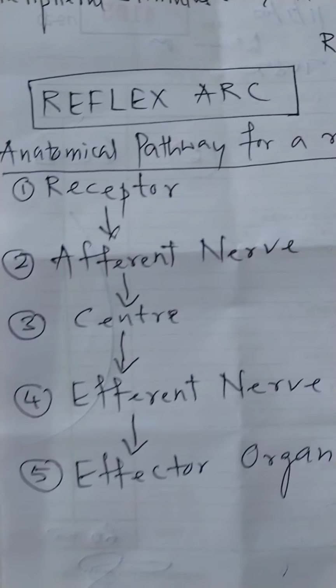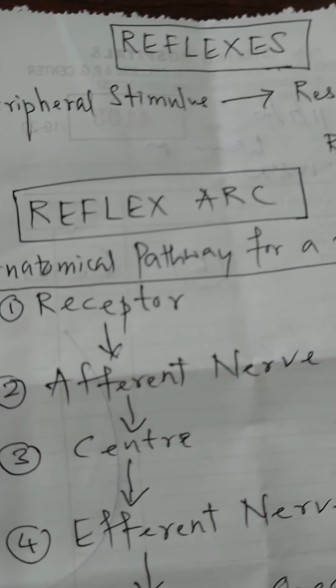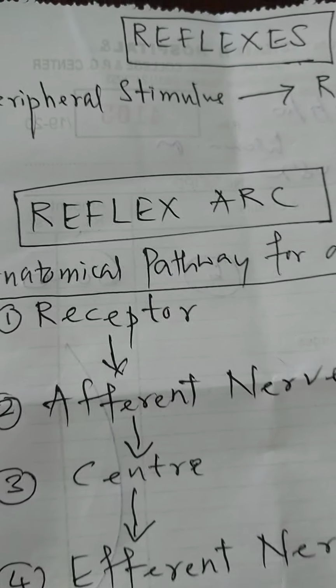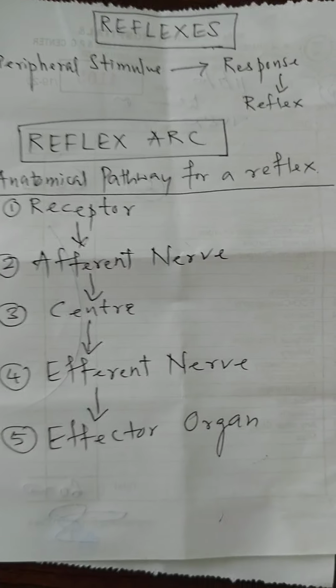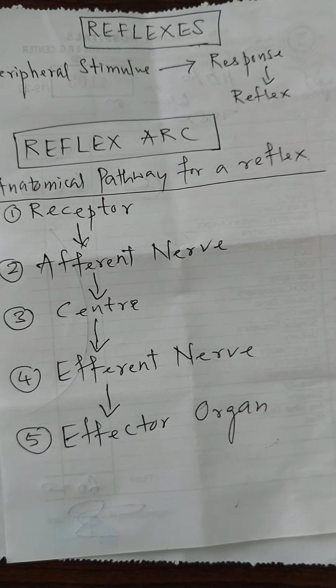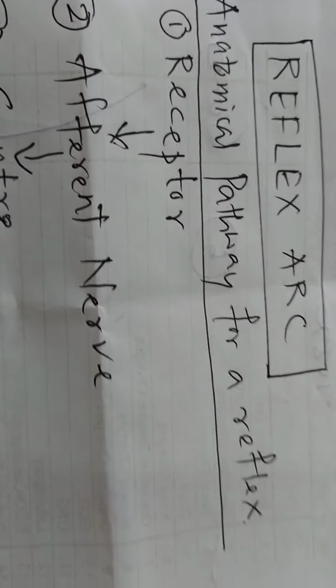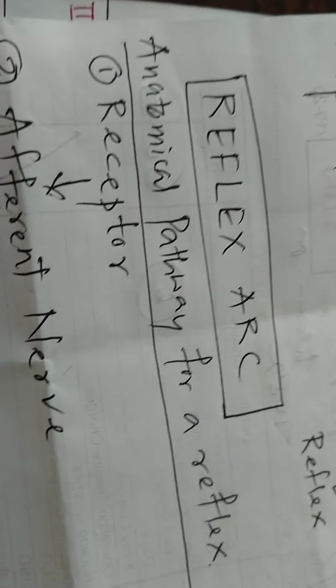So today onwards we will start with reflexes. Reflex is nothing but the response to a stimulus whenever a stimulus is given from the periphery. Now there is an anatomical pathway for that reflex. This anatomical pathway for a reflex is known as the reflex arc.